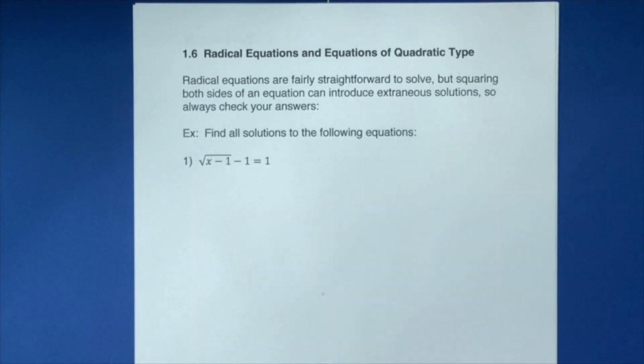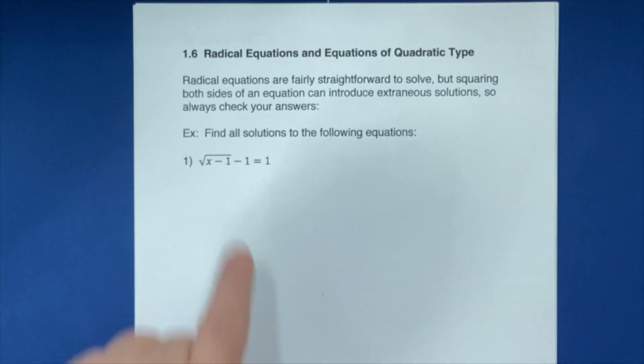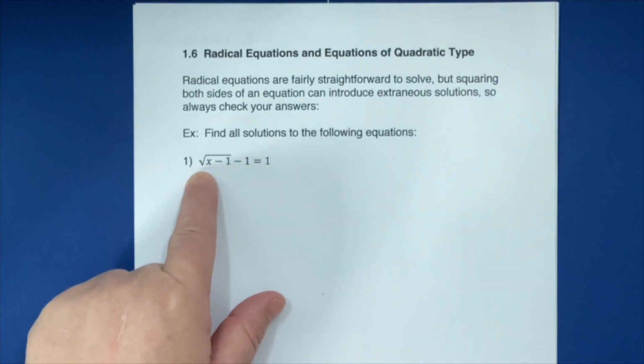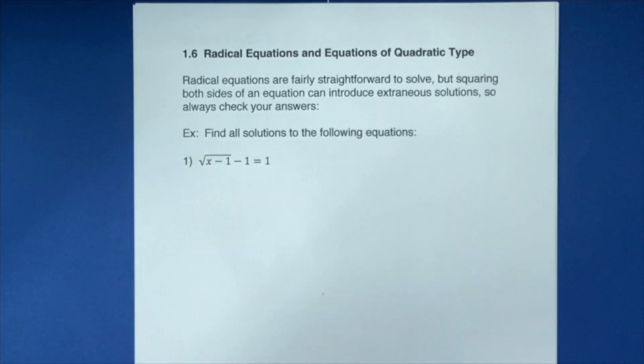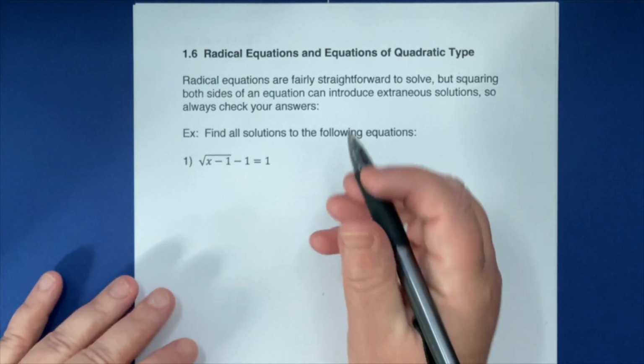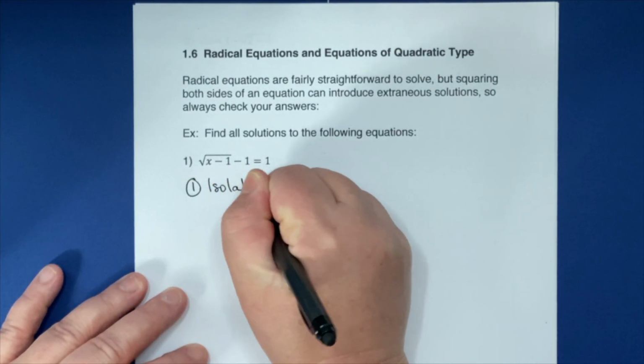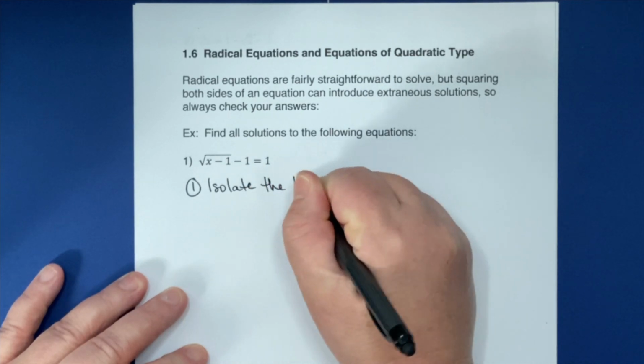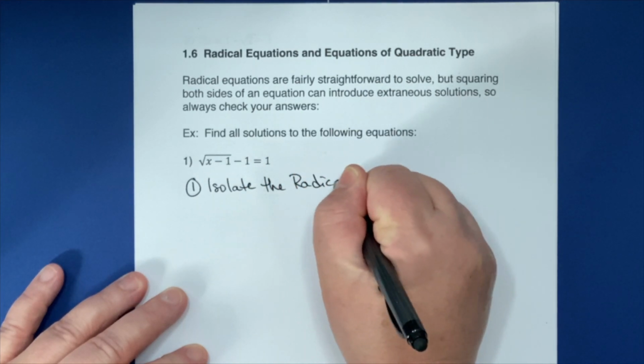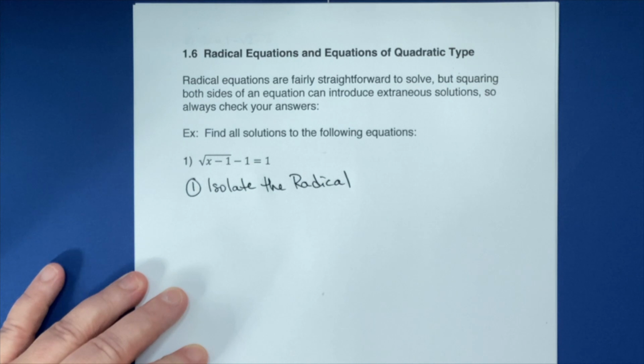So we're starting with the radical equation. That's any equation that has a radical in it. It's pretty straightforward to solve these because there's pretty much only one solution: isolate the radical and then square the heck out of everything. So, first thing we're going to do is isolate the radical.